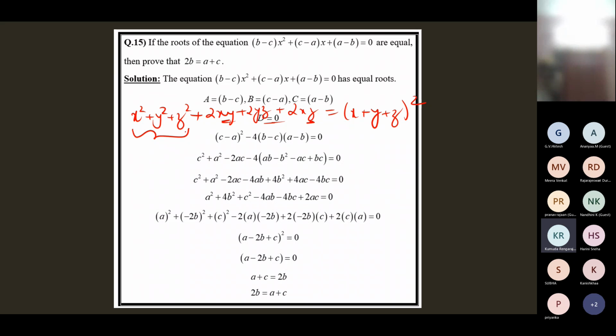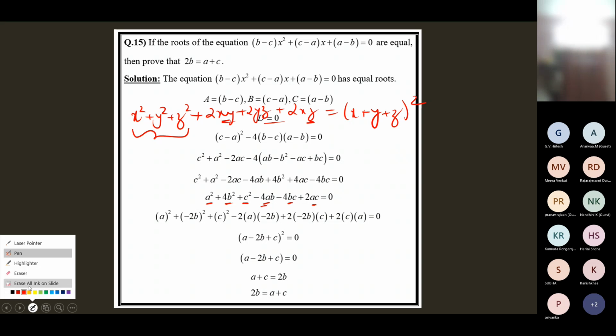Of which 3 are perfect squares, x square, y square and z square. Which is why we have written a square plus 4b square plus c square as the first 3 terms. Those 3 terms are followed by minus 4ab, the bc term, and then the ac term, is equal to zero. Now put it in that form. Show that it's of that form.